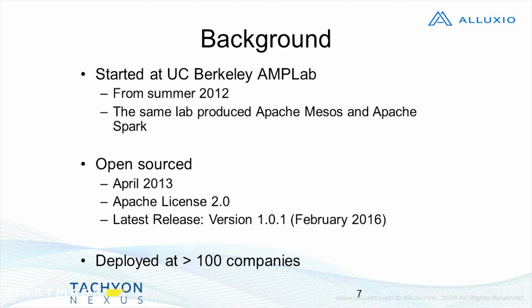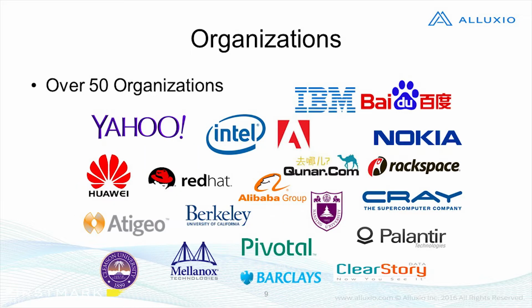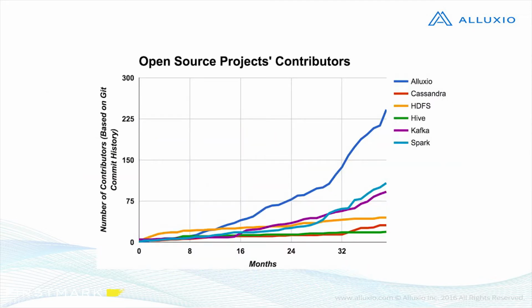We mentioned the project is growing fast. We have close to 250 contributors, developers contributing to this project. It's about 3 times growth over the last year. And over 50 organizations are contributing to this project as well. This is a partial list of these companies, like IBM, Intel, Huawei. We talk about it being fast growing, but this graph compares it with other popular open source projects. This is a number from the Git history of different projects: the number of contributors to the project for the first 3 years. You can see Alluxio compared with different popular projects out there.